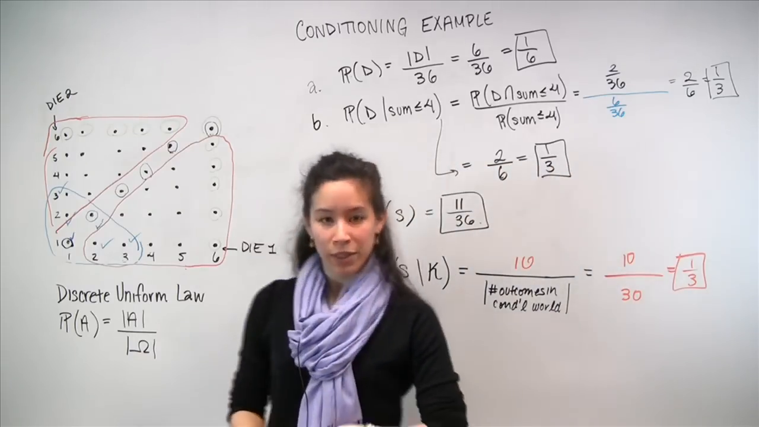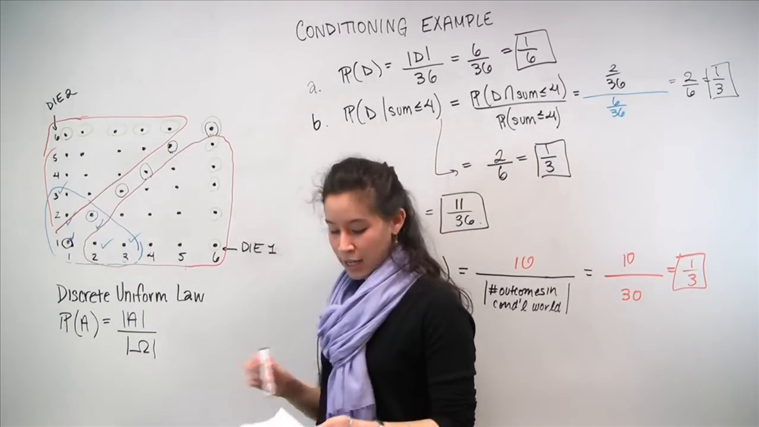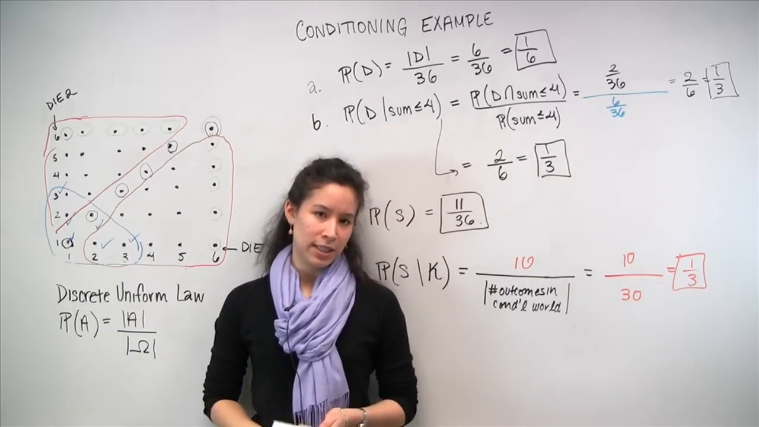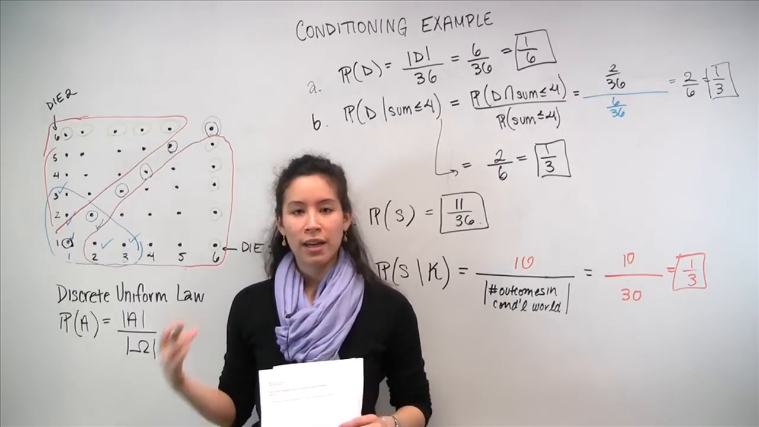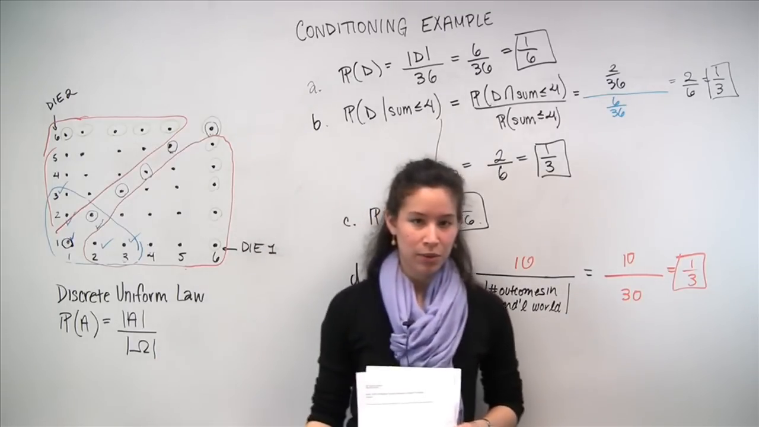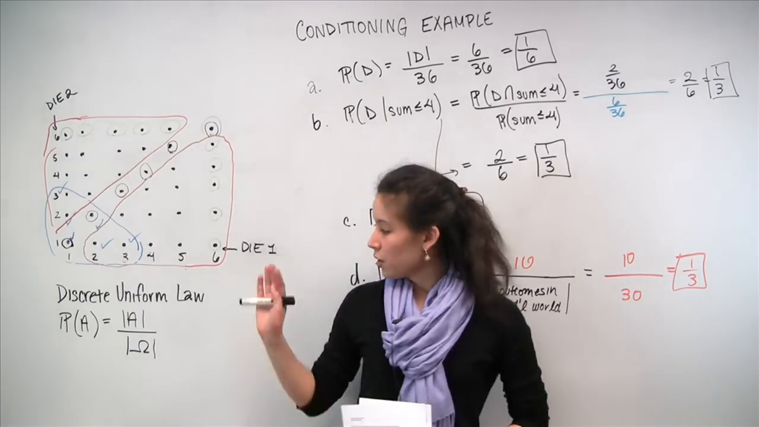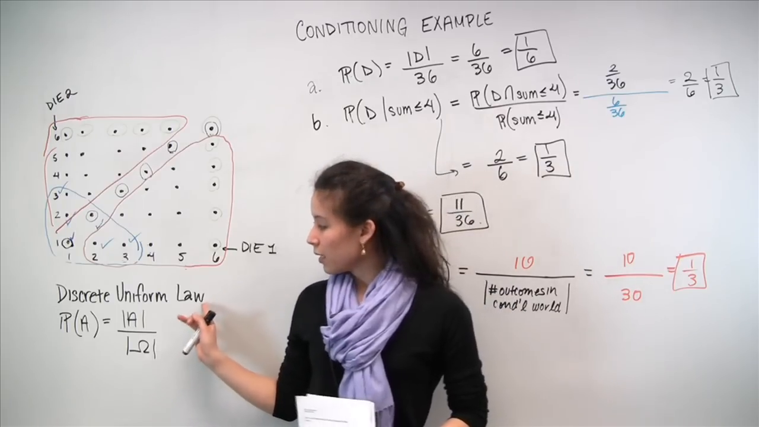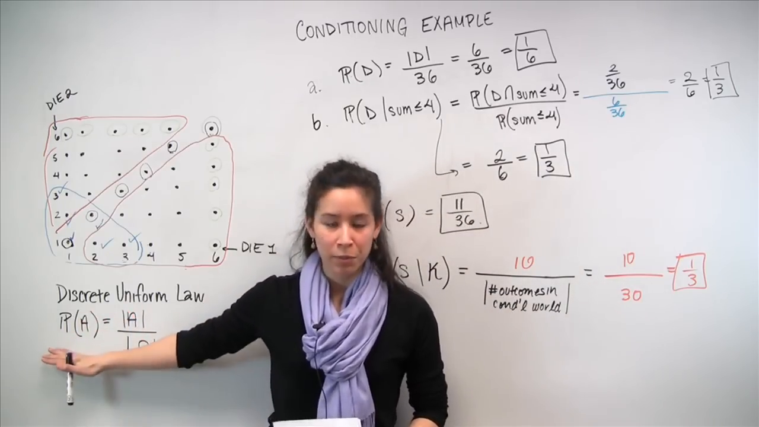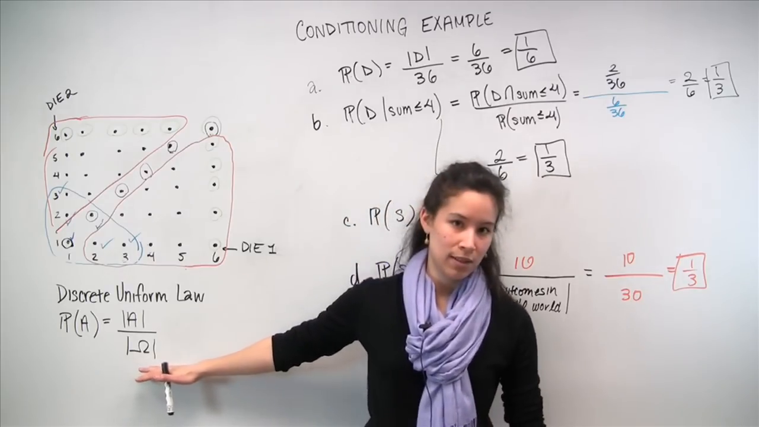So now we're done with this problem. As you see, hopefully it wasn't too painful. What are the important takeaways here? Well, one is that whenever you have a discrete sample space in which all of the outcomes are equally likely, you should think about using the discrete uniform law, because this law lets you reduce the problem from computing probabilities to just counting outcomes within events.